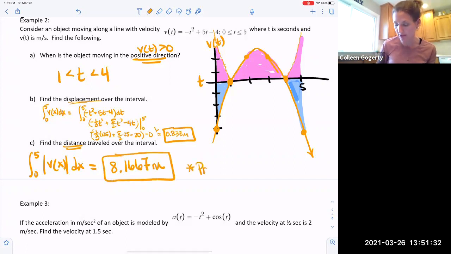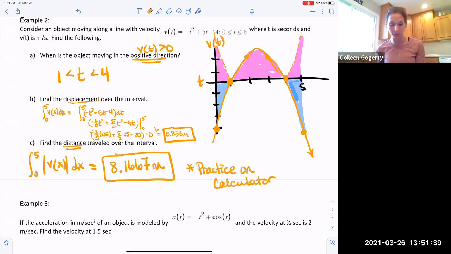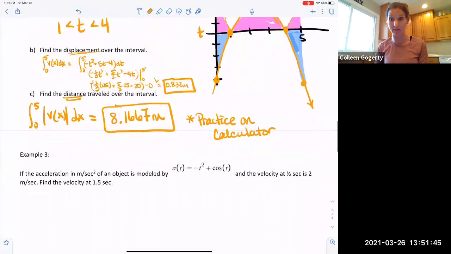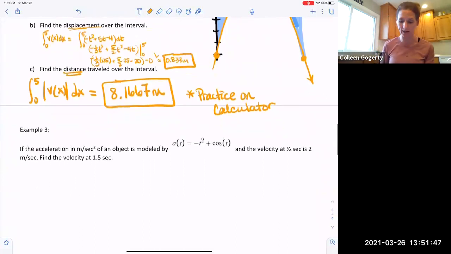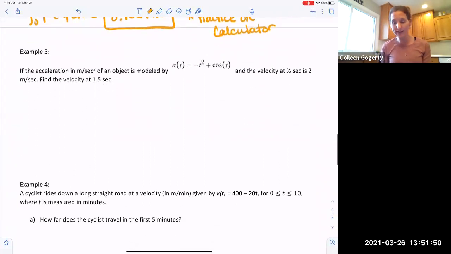So please, please, please practice this on your calculator. And if you do not get that answer, bring that question to class. We don't want you having trouble with putting that into your calculator. So 2 more quick questions, and then we're going to call this.